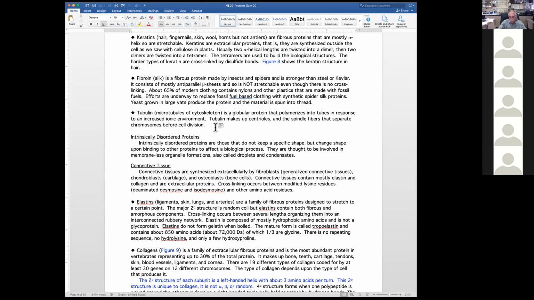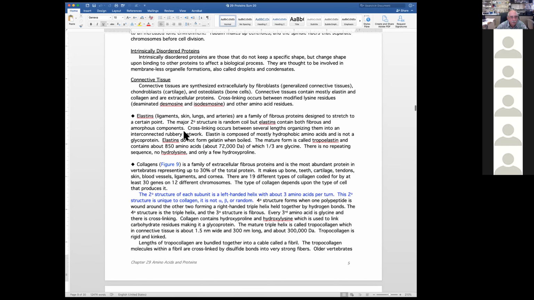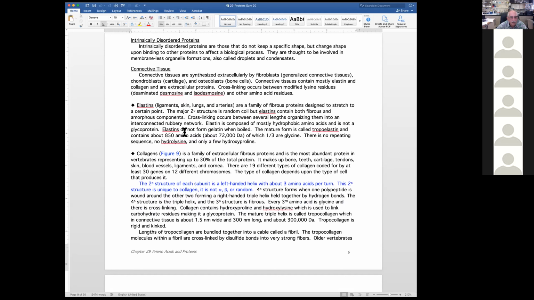I just added this one part. It's something that we've talked about, but it's usually outside of a regular textbook: intrinsically disordered proteins. These are proteins that do not keep a specific shape, but they change shape upon binding to other proteins to affect some biological process. I just put it in here because I wanted to eventually connect it to some biological function. We know about them, but we don't understand exactly how they work.